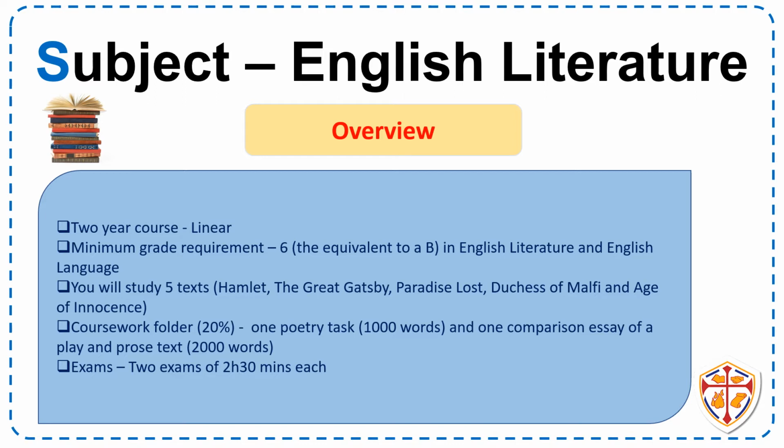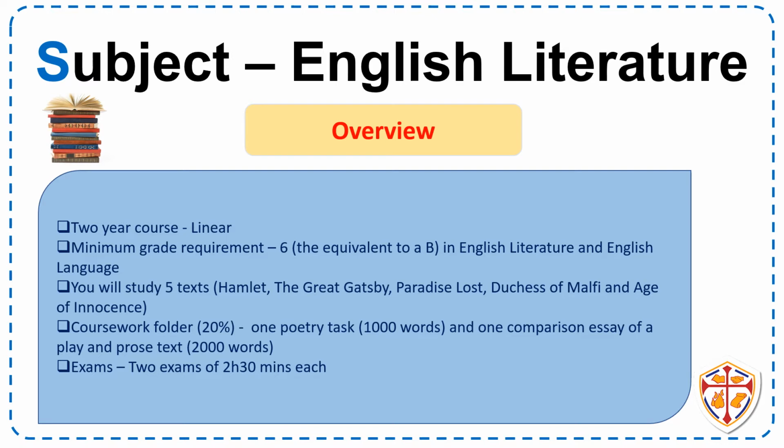The exam board that we follow is OCR, and it is a 2-year course which is linear in structure. In order for you to qualify for the course, you will need a minimum grade requirement of a 6 in literature and language. You will study 5 texts in preparation for the exam, and the texts are as follows: Hamlet, The Great Gatsby, Paradise Lost, Book 9 and 10, Duchess of Malfi, and Age of Innocence.